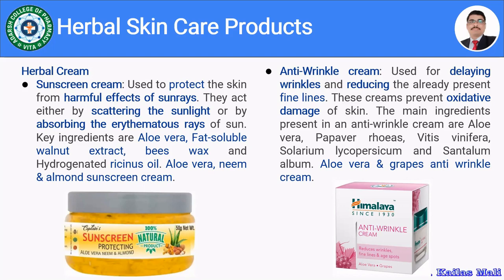The next type of cream is known as the anti-wrinkle cream. The name itself indicates that these creams prevent wrinkles. They reduce the aging effect on the skin. They are used for delaying wrinkles and reducing already present fine lines on the skin. These creams prevent the oxidative damage of the skin and thereby reduce aging. The main ingredients present in the anti-wrinkle cream are aloe vera, papaver rose, vitis vinifera, solanum lycopersicum, and santalum album. These are some of the basic ingredients present in the anti-wrinkle cream. For example, aloe vera and grapes anti-wrinkle cream. So this is about the anti-wrinkle cream.